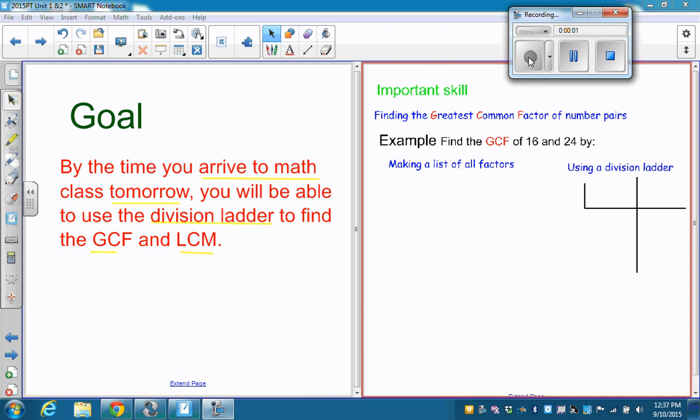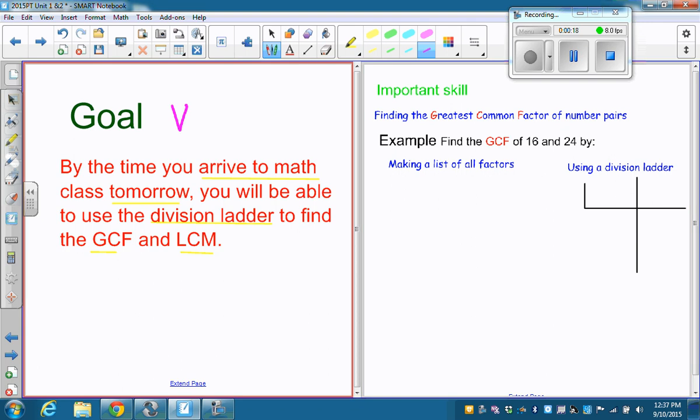We're going to do a video and learn how to find the greatest common factor and the least common multiple with something called the division ladder. And the division ladder is the new tool tonight. So your goal is to watch this video, and when you come to class tomorrow, hopefully you'll be able to understand how to use the division ladder. Now, you might not be perfect at it, but if you watch the video tonight, then you can come back and practice the skill in class tomorrow.